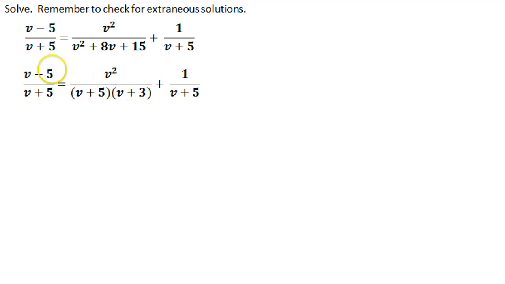By factoring this, I'm not really going to deal with anything that's on the top just yet, just what's on the bottom. It enables me to see what my lowest common denominator is. I've got v plus 5, all of those have that, and this one has a v plus 3. So my lowest common denominator in this case is going to be v plus 5 times v plus 3.